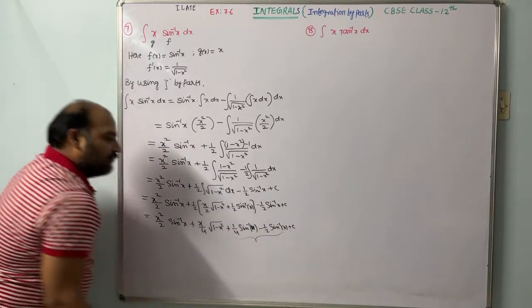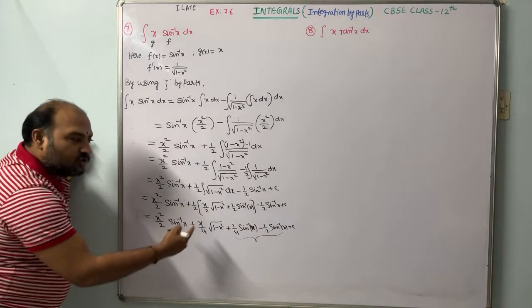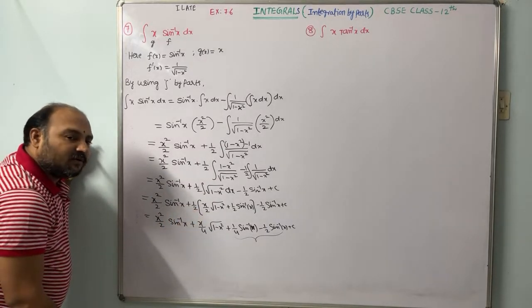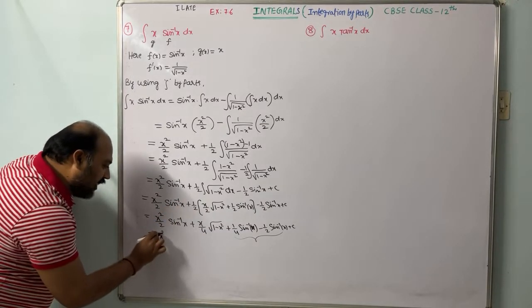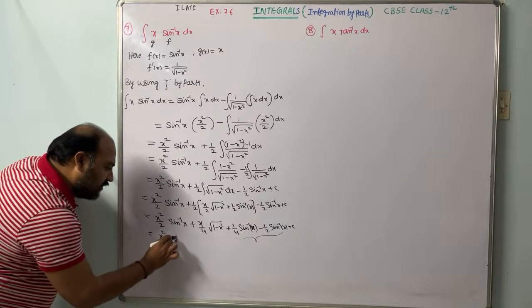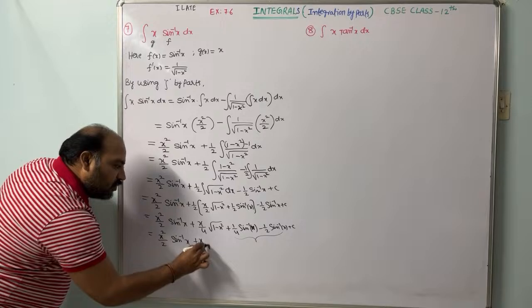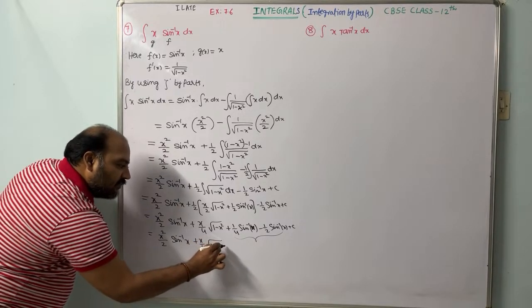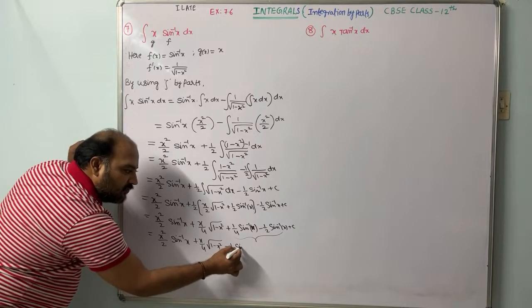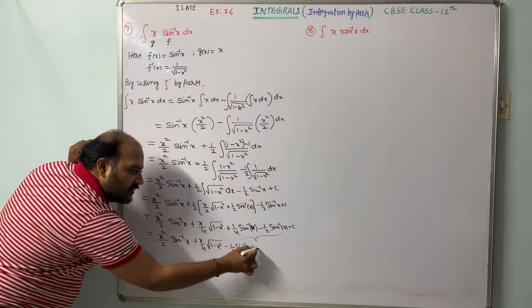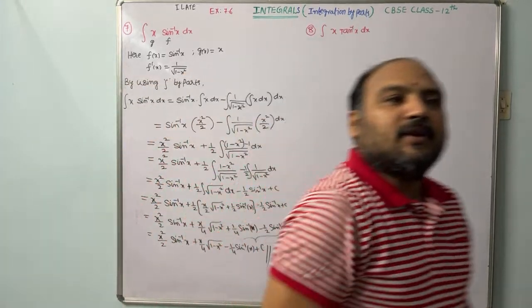From here, 1 by 4 sine inverse x minus 1 by 2 sine inverse x. What will come here? 1 minus 2 over 4, so minus 1 by 4. So x squared by 2 sine inverse x plus x by 4 root over 1 minus x square minus 1 by 4 into sine inverse x plus c. So this is the way we can do integration by parts, dear students.